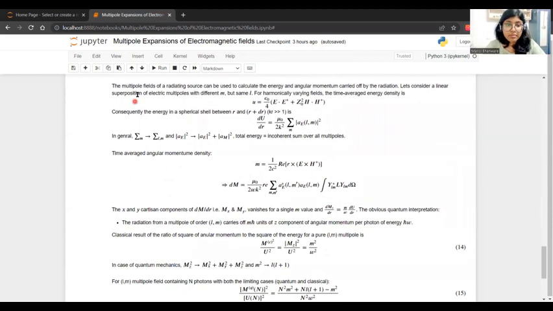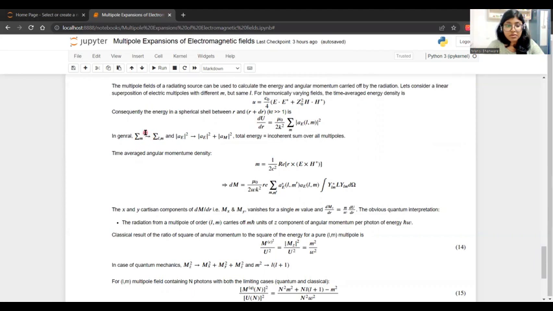So, the multipole fields of a radiating source can be used to calculate the energy as well as angular momentum carried off by the radiation. Let's consider a linear superposition of electric multipoles with different m but the same l. For harmonically varying fields, the time averaged energy density is given by this expression, and in a spherical shell between r and r plus dr for kr much greater than 1, we have the following expression for the energy.